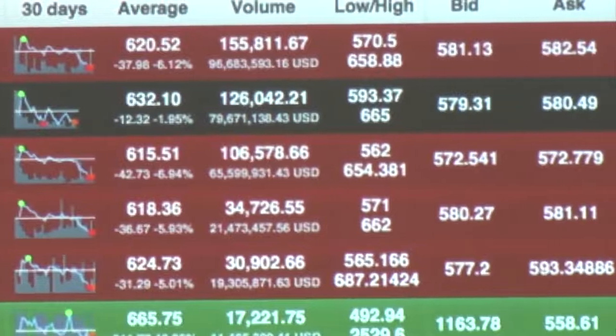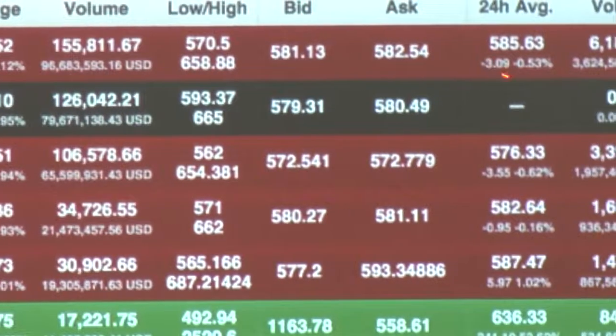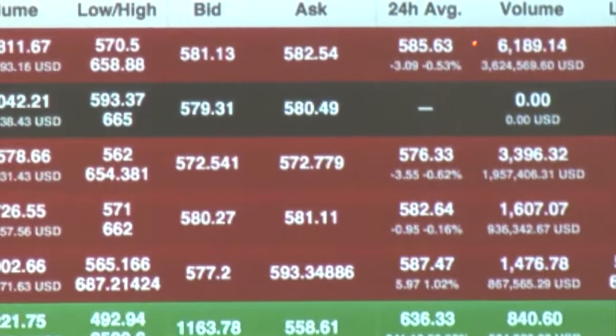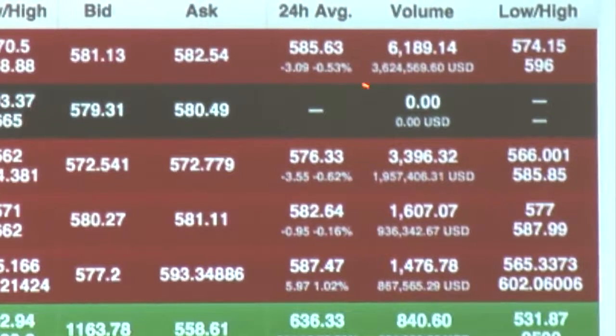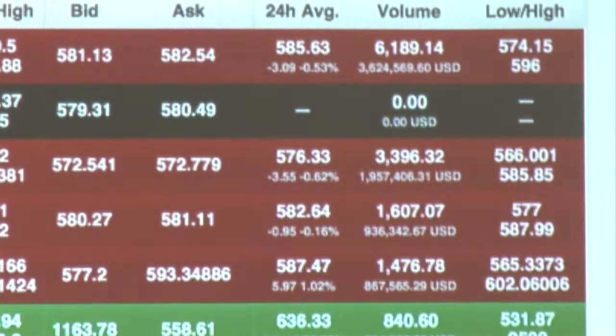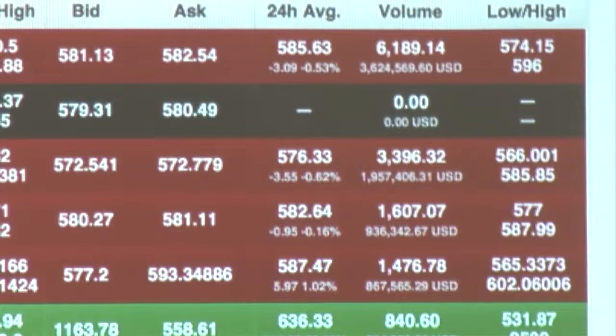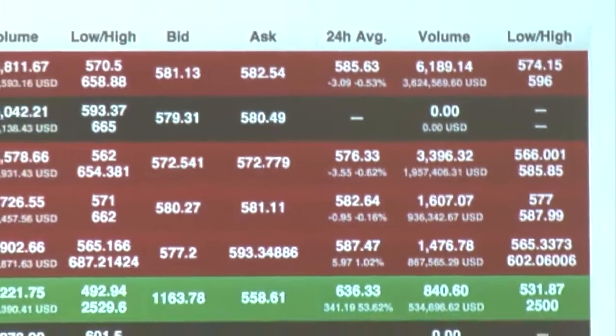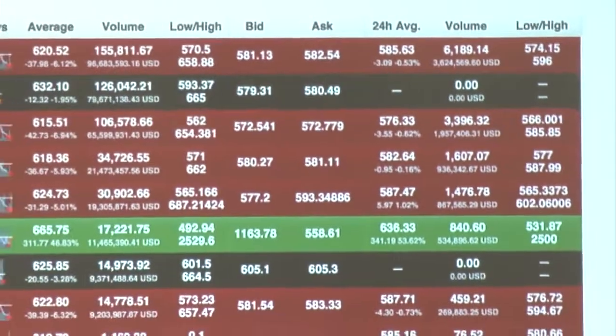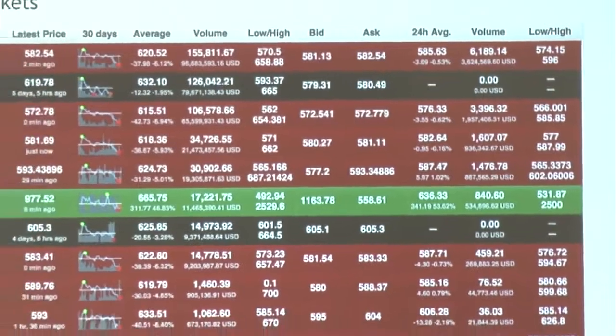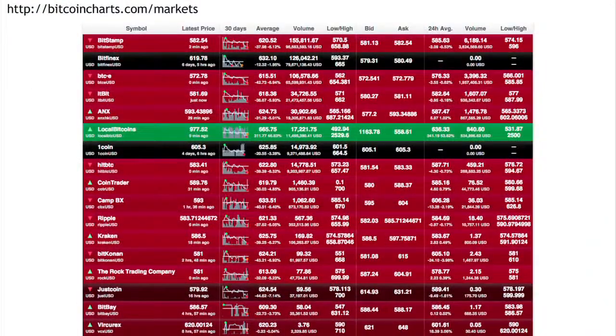You can get graphs, you can look at the average, the volume, etc. The 24-hour average price was $585. The volume was about 6,100 Bitcoins, or about $3.6 million over the previous 24 hours. So you can see there's a lot of trading here. And if you go to this site live, you can see the prices move in real time as trades get made. So this is an active market, it's a liquid market, and there are plenty of places you can go to buy or sell Bitcoins.